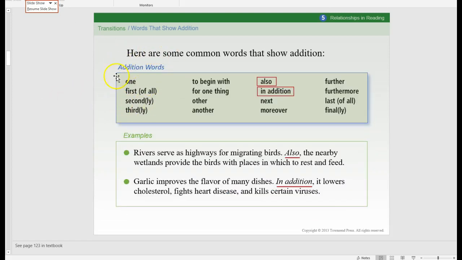So here are some addition words that you're all familiar with. And they call them addition words because you're adding more information. So take a look here. Also, in addition, further, furthermore, for one thing. So first, second, third. So first, you're adding information. Second, you're adding more information. And third, you're adding even more. So I think most of you are familiar with these transition words.